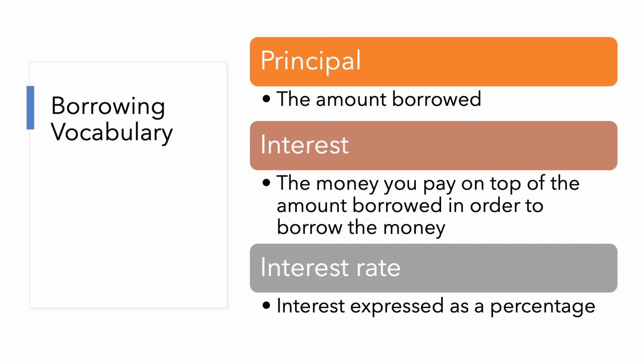Interest is expressed as a percentage, and that's what the interest rate is. It could be as low as 2% or as high as 200%, depending on the interest rate that you get and what you're borrowing for.